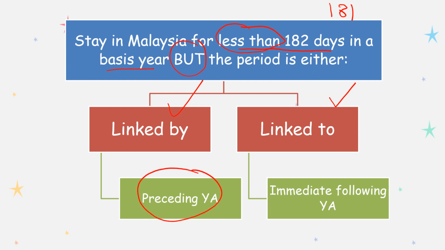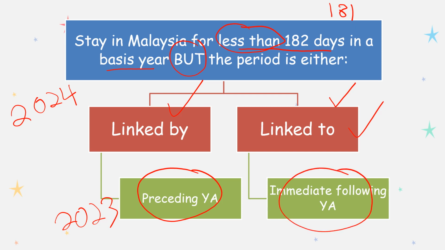So what does it mean by preceding YA? We are going to refer to last year. For example, let's say our current year or this year is 2024. So if we use link by, meaning to say we are going to refer to 2023. This is what we call link by. Link to, we need to refer to the immediate following year. Meaning to say our current year is 2024, so the immediate following year means next year. Next year will be YA 2025. This is what it means by section 7, subsection 1B.